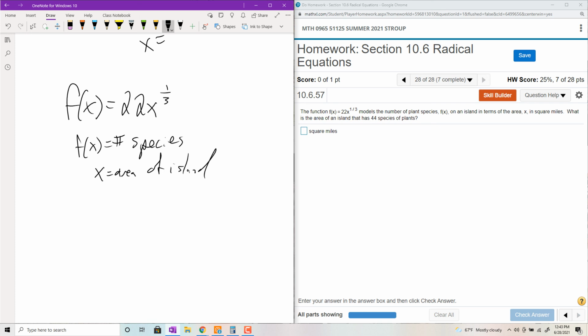Anyways, apparently there's some sort of function that can tell you how many different species are out on the island. So what is the area of an island that has 44 species of plants? In this case, f of x is 44, and they want you to solve for x, which would be the area of the island. So x to the 1/3 is basically the cube root of x. I'm going to isolate that by dividing both sides by 22. 44 over 22 is 2, so 2 equals x to the 1/3. Cube both sides, and you get 8. Really? 8 square miles?